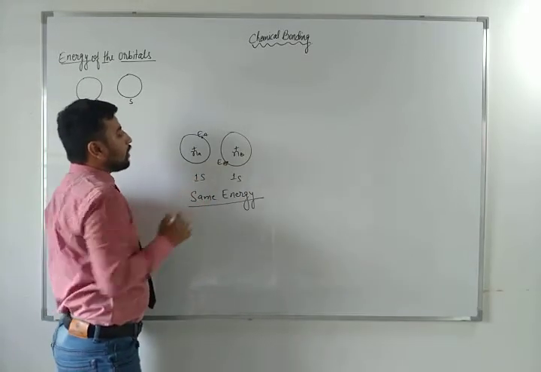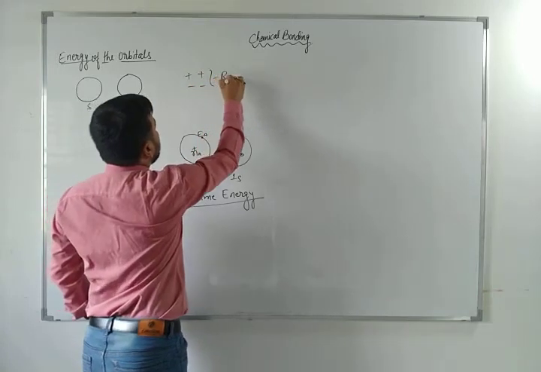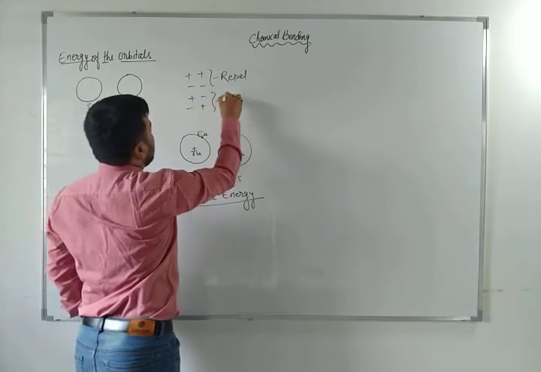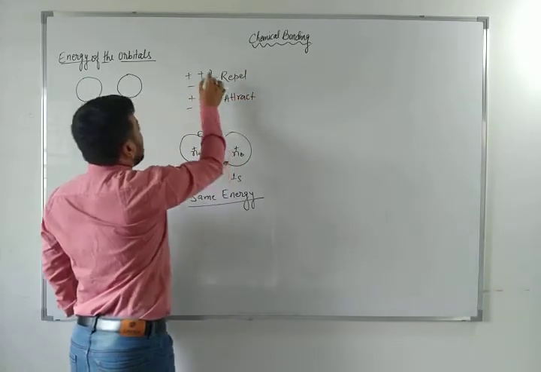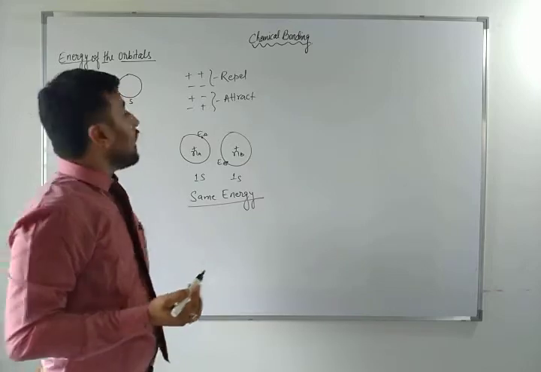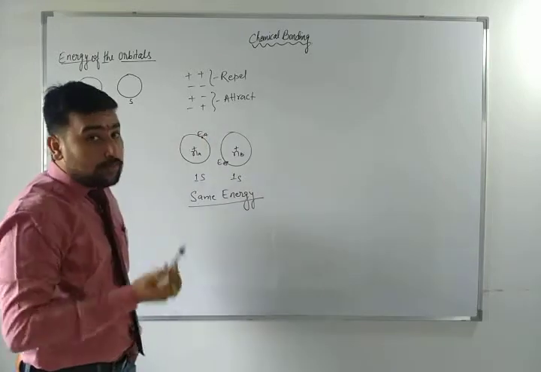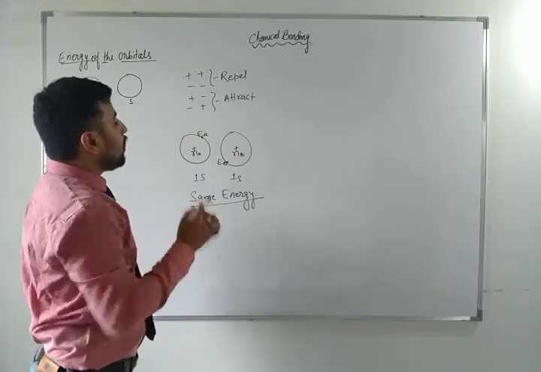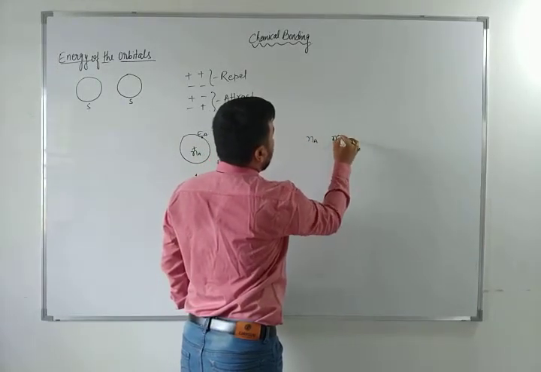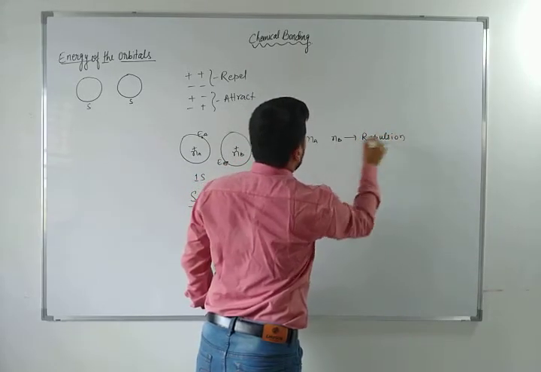As they are nearby to each other, you know very well that like charges repel each other and unlike charges attract each other, right? You know very well these things. If the same charges are there, they repel each other, and if unlike charges are there, they attract each other. Why have I told you about the same charges and unlike charges? Because here the nucleus of the A atom and the nucleus of the B atom, both will repel each other. There will be repulsion between these two atoms.